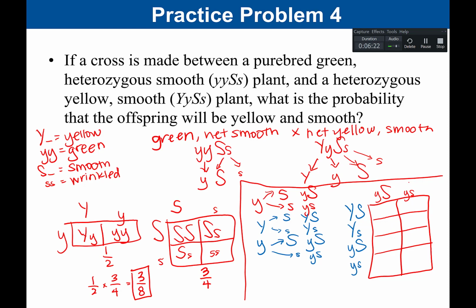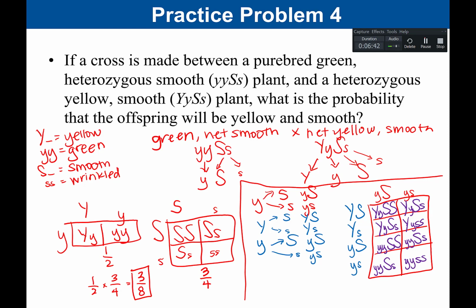So I put both the y's back together and both of the s's back together so that it makes it easier to see the genotypes. So I filled in my Punnett Square, I put my y's together and my s's together, and now I need to look for the probability that they are yellow and smooth.